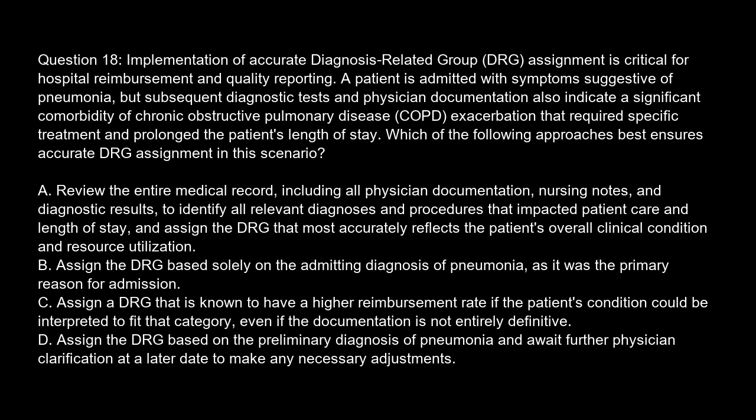Option B. Assign the DRG based solely on the admitting diagnosis of pneumonia, as it was the primary reason for admission. Option C. Assign a DRG that is known to have a higher reimbursement rate if the patient's condition could be interpreted to fit that category, even if the documentation is not entirely definitive. Option D. Assign the DRG based on the preliminary diagnosis of pneumonia and await further physician clarification at a later date to make any necessary adjustments.